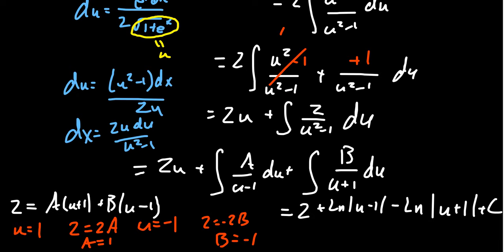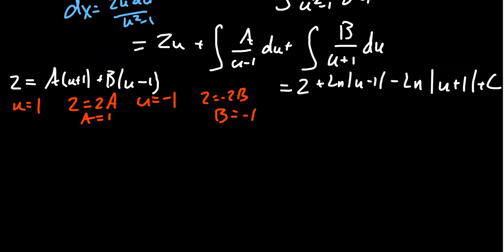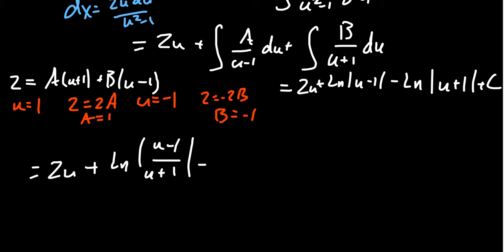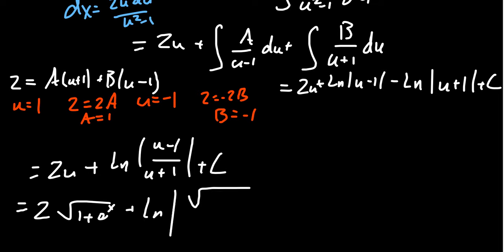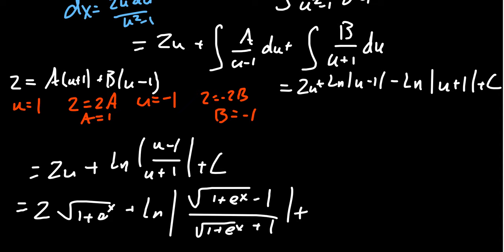I can combine those logarithms together because you're taking a difference of logs there. That would look like 2u plus the natural log of the absolute value of u minus 1 over u plus 1 plus a constant. And now remember what u was. u was the square root of 1 plus e to the x. So this becomes 2 times the square root of 1 plus e to the x plus the natural log of the square root of 1 plus e to the x minus 1 over the square root of 1 plus e to the x plus 1 plus a constant, like so.